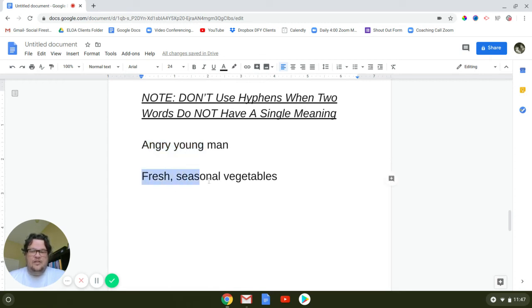There's no such thing as an angry young. Same here for fresh seasonal vegetables, right? Those are both true. The vegetables are seasonal and they are also fresh because they don't always have to be fresh and seasonal at the same time. There could be frozen seasonal vegetables, right? So these two are separate definitions, right? Separate things that are both altering the single noun, vegetables. And because of that, you do not put a hyphen between them because they're not acting as a single idea.